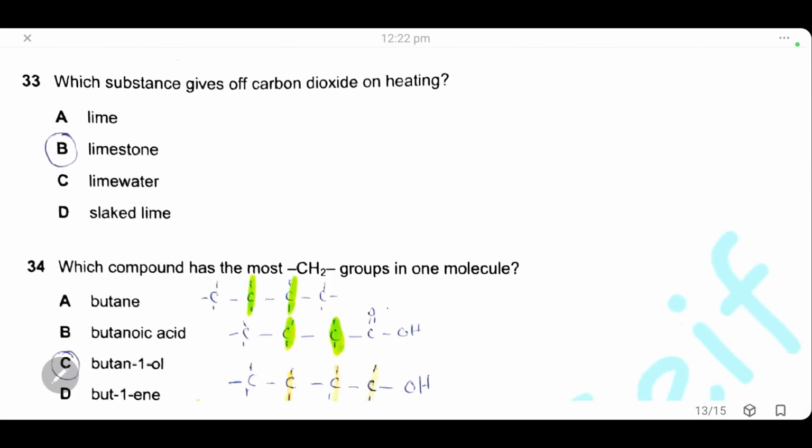Question 33. Which substance gives off carbon dioxide by heating? Carbonates decompose by heat to give carbon dioxide. So we have limestone, which is calcium carbonate. When we heat calcium carbonate, it decomposes to give calcium oxide and carbon dioxide gas. So by heating, limestone gives off carbon dioxide. The answer is B.